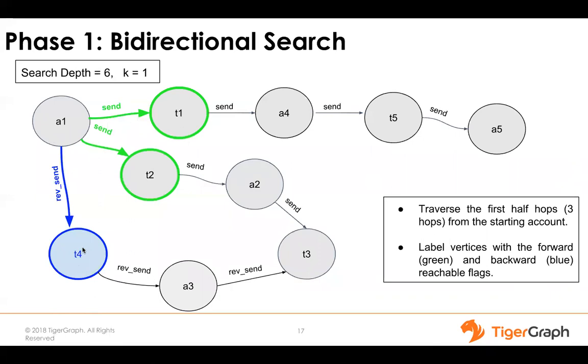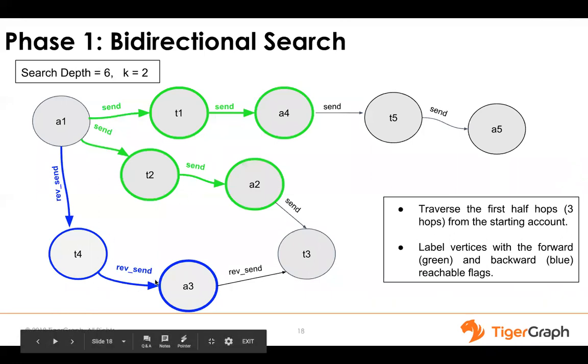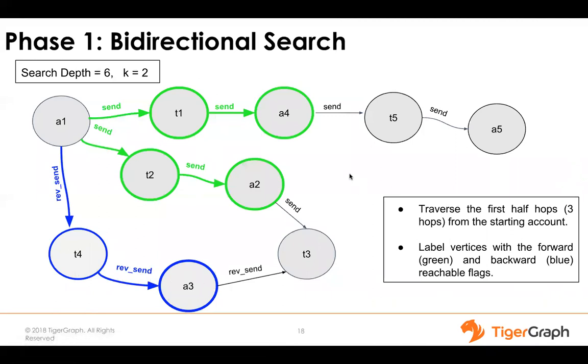This is our first iteration. We continue to our second iteration, from the transaction to the account. Then we do the same thing. Because this transaction is forward reachable, we label its neighbor as forward reachable through the sender edge. If it's backward reachable, we go through the reverse edge to its neighbor and mark it blue, as backward reachable.